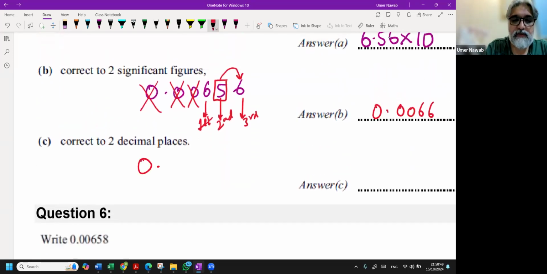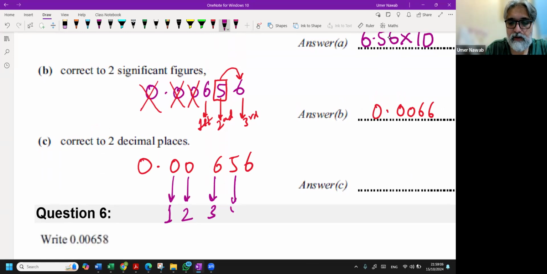Now I have 0.00656. I want to round this number to 2 decimal places. This is the first decimal place, second decimal place, third decimal place, fourth decimal place, and fifth decimal place. I want to stop at the second decimal place. So after 0, I have 6. So 0 will be increased by 1. I'm going to get 0.01.